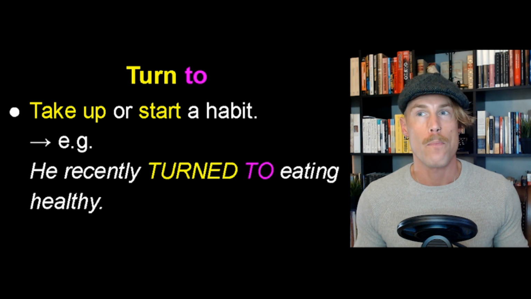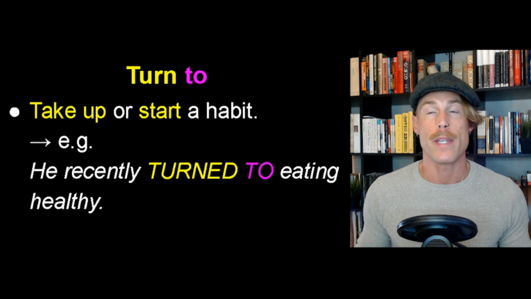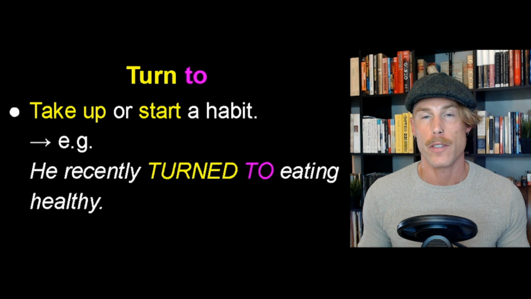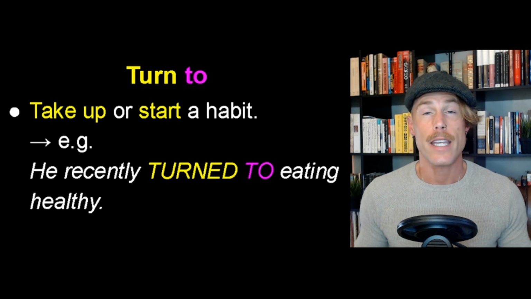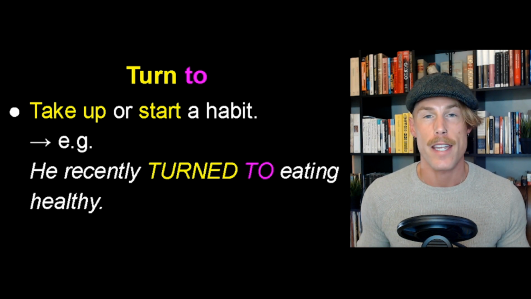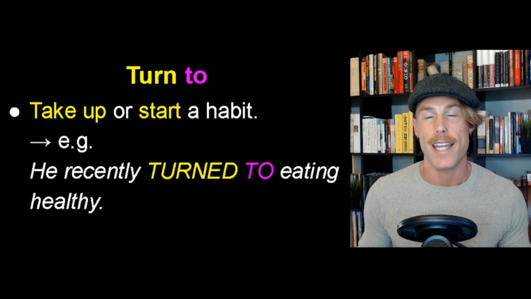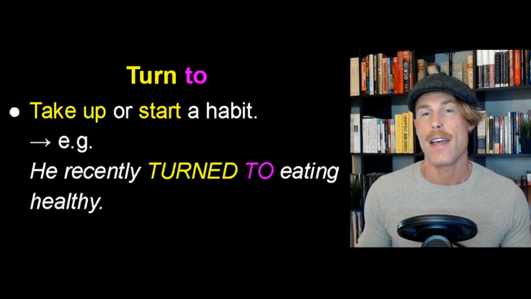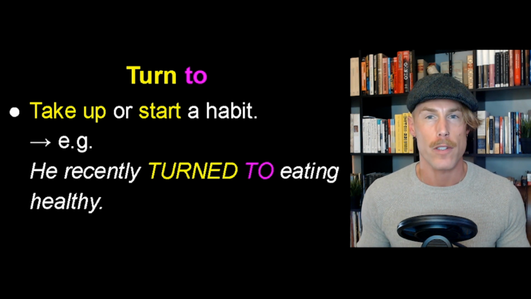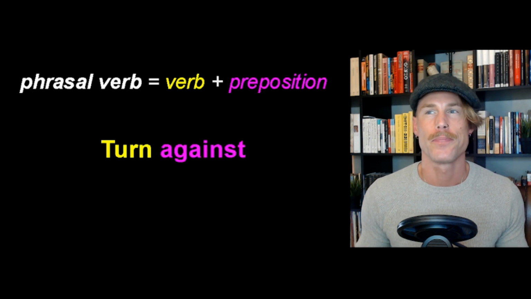For example, he recently turned to eating healthy. Okay? Here, notice there is a preposition to and a gerund, ing. This is correct because the gerund is acting like a noun. Okay? Another example of crazy English.